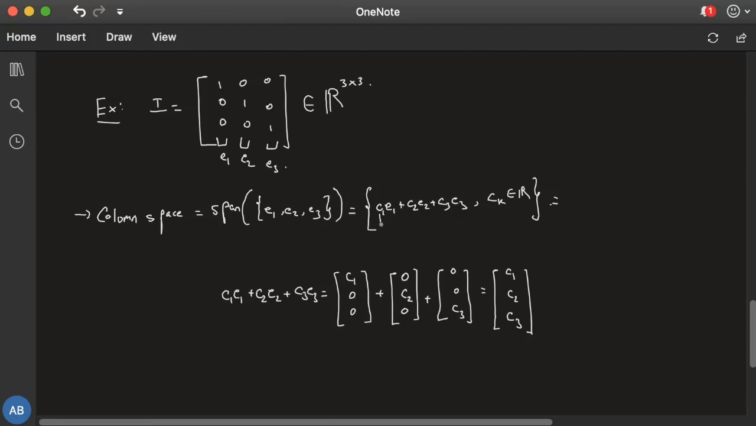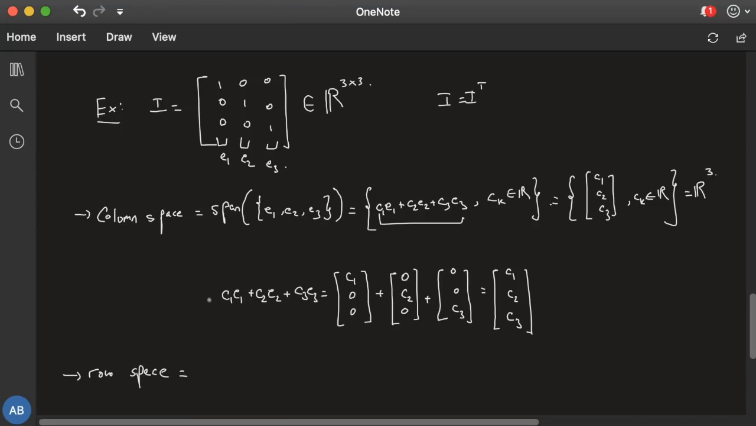Thus, we can write this as this. Okay, so you're telling me that the span of the identity matrix is a column vector containing elements from R. What does that mean? It simply means that this is nothing other than the set R cubed. So the column space of I is R cubed. And likewise, since I is equal to its transpose, the rows of I are the columns of I, and hence you can say the same thing about the row space of I. You do the same steps and you will get R cubed.